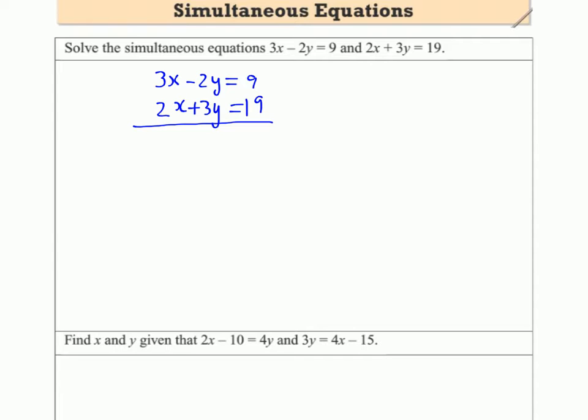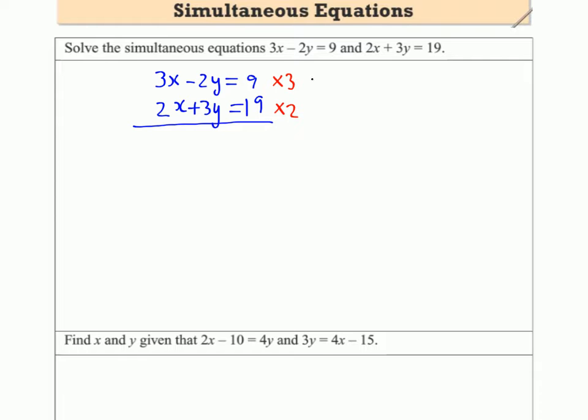If you try multiplying this one by 3, that's going to give you minus 6y. And if you multiply the second equation by 2, that's going to give you 6y. One is negative, one is positive. It will just work really nicely. Let's see what we get.